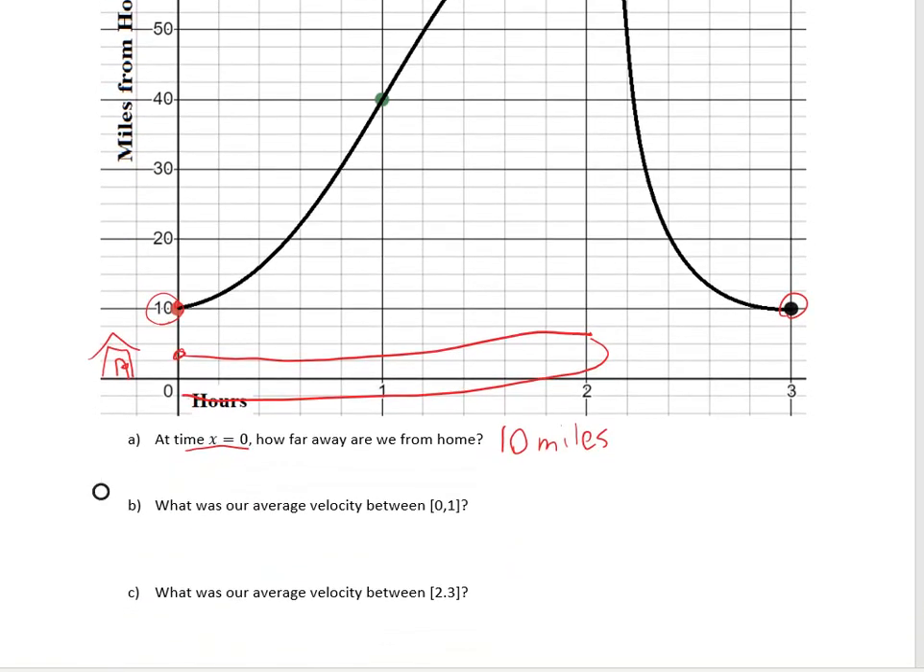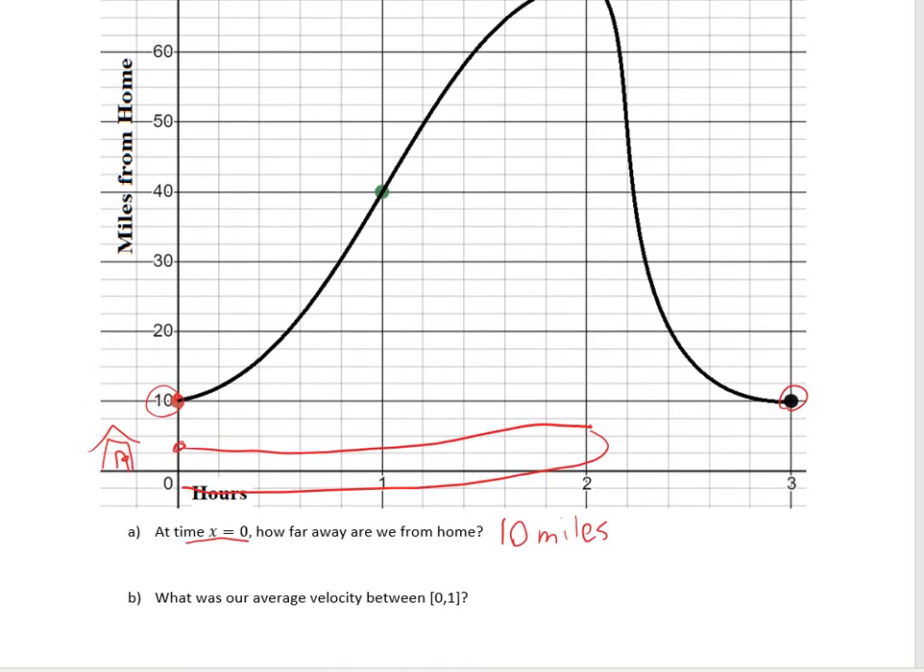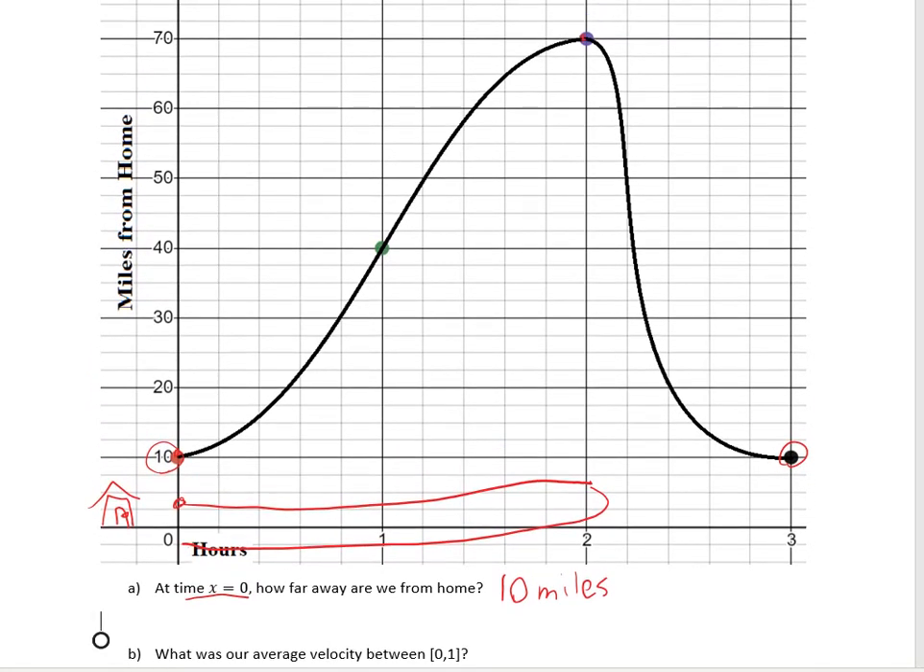So let's go ahead and use this graph to answer a couple questions. The first question, what is our average velocity between 0 and 1? So what's our average velocity between hour 0 and hour 1? Instead of using the word velocity, let's use the word speed. So between hour 0 and hour 1, I go from being 10 miles away from home to being 40 miles away from home.